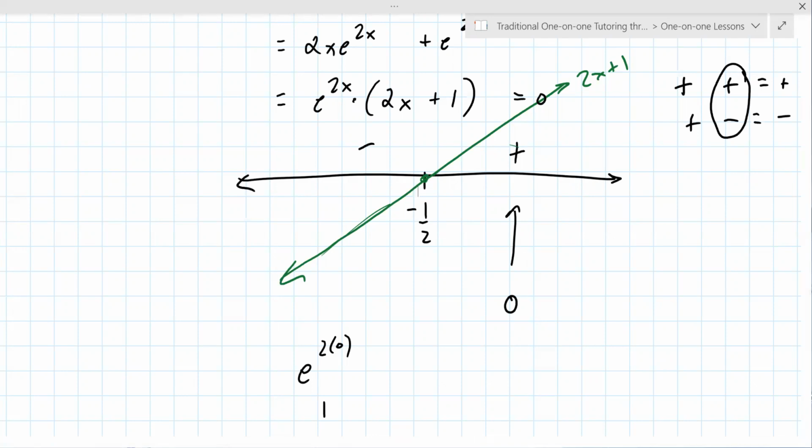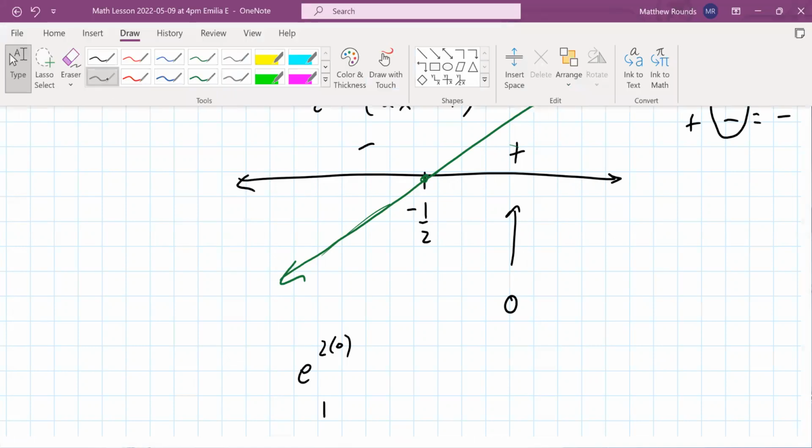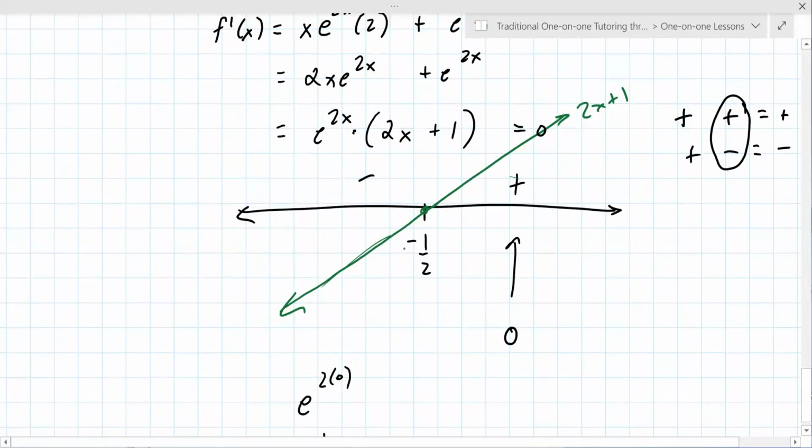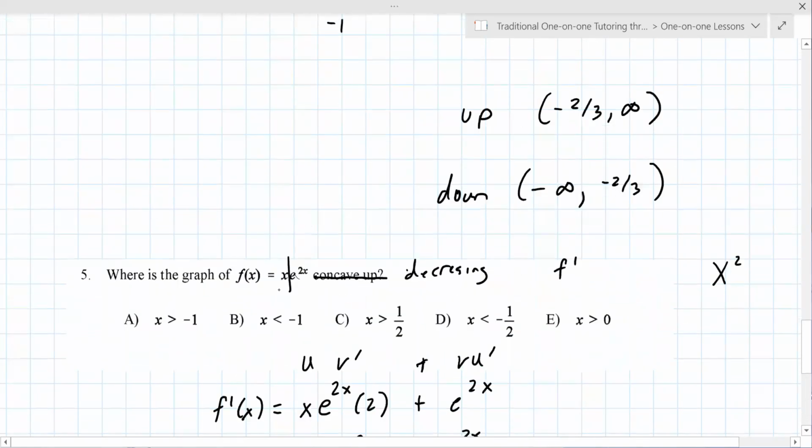So then, I feel like there's still some uncomfortableness with derivatives using the product rule. So I'd like to do a problem or two with that. Is that okay? Yeah. But in terms of the answer to this, it's decreasing from minus infinity to -1/2. So it's this one right here. Okay.